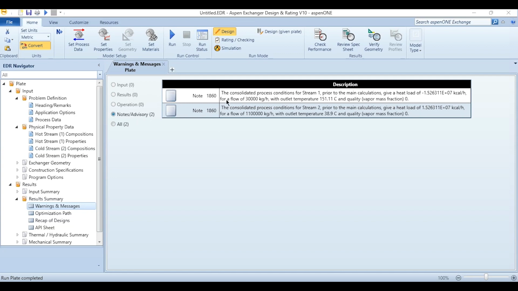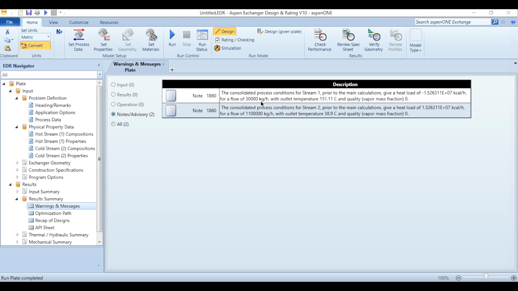The note advisory is related to the process stream, that the consolidated process conditions for stream 1 prior to the main calculation give a heat load of this one, for a flow rate of this, with an outlet temperature of this one, and quality or vapor fraction of 0. Obviously, on the hot stream side, the inlet stream is a vapor and the outlet stream is a liquid. So there is a vapor flow rate and then there is a liquid flow rate.